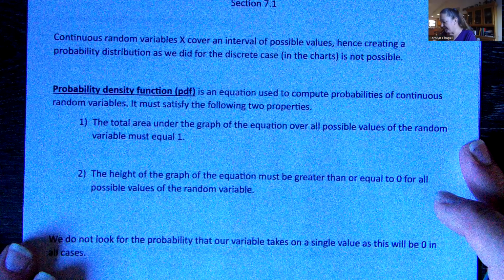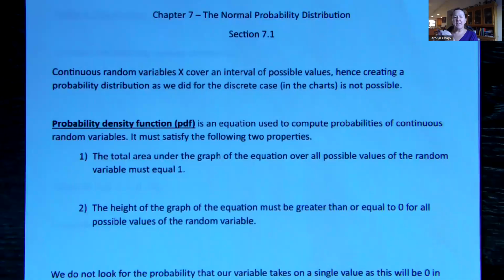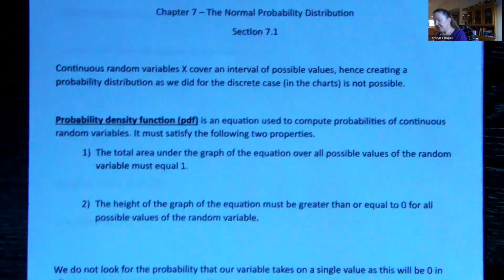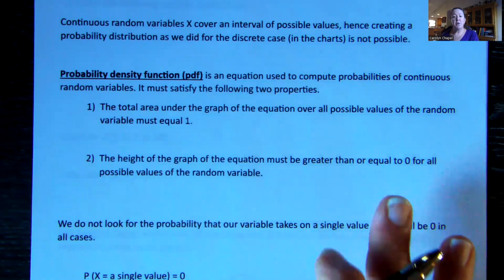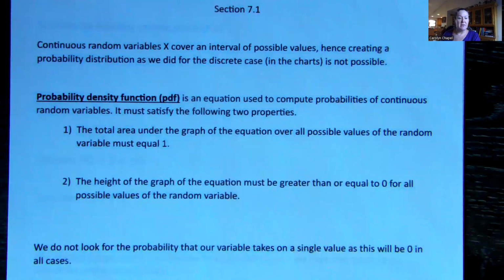So again, we're in 7.1 and a continuous random variable, first of all, does cover an interval of values. Now, these intervals could be small, they could be quite large. And so creating these distributions like we did, writing them all down, not possible. So what we have is something called a probability density function or a PDF, different from the PDFs in the computer world. But it is a probability density function. And it's an equation that we're going to use to compute probabilities of continuous variables. And it has to satisfy two properties.